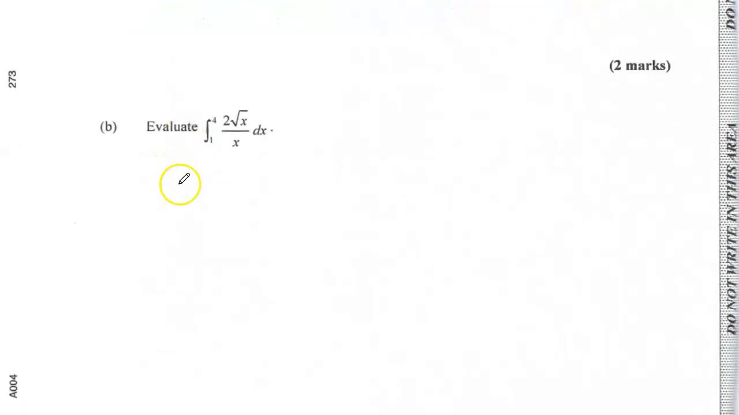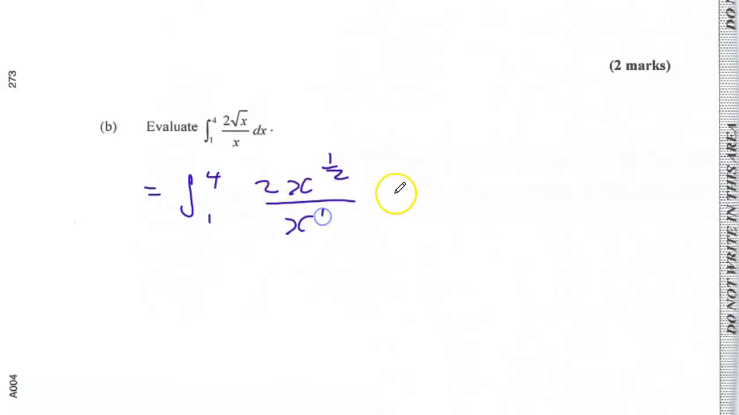Part B, the trick here would be to rewrite this. Note that root x is x to the power of 1/2, and we're dividing by x to the power of 1. Before we integrate, let's rewrite it. With indices, when you're dividing, you can subtract the powers. So this is really x to the power of 1/2 minus 1, which is minus 1/2, dx.